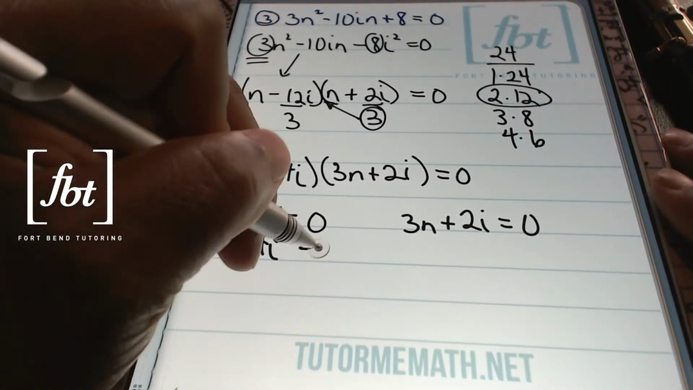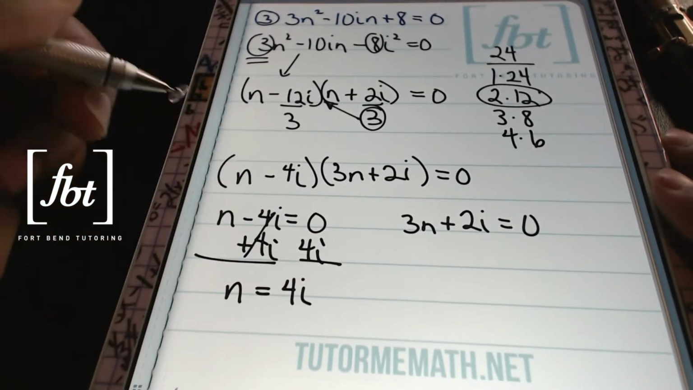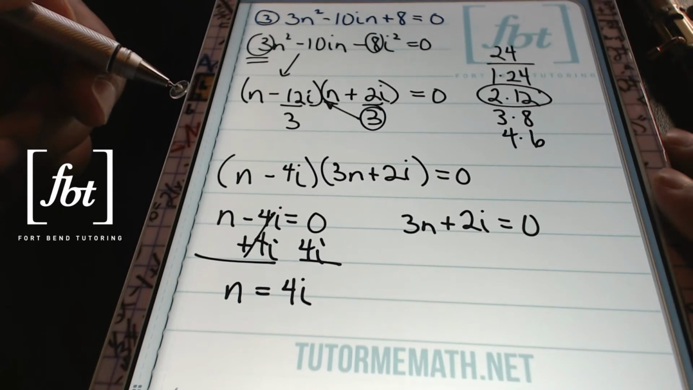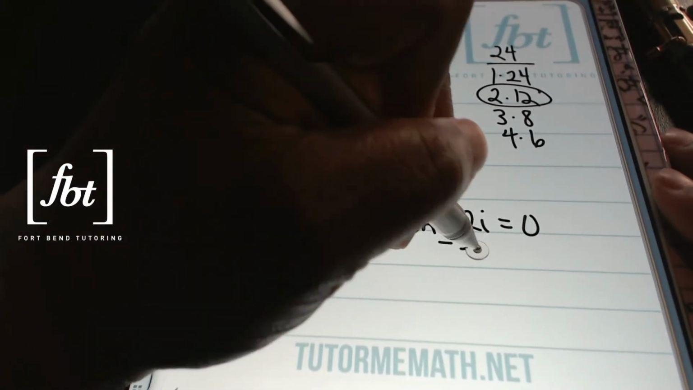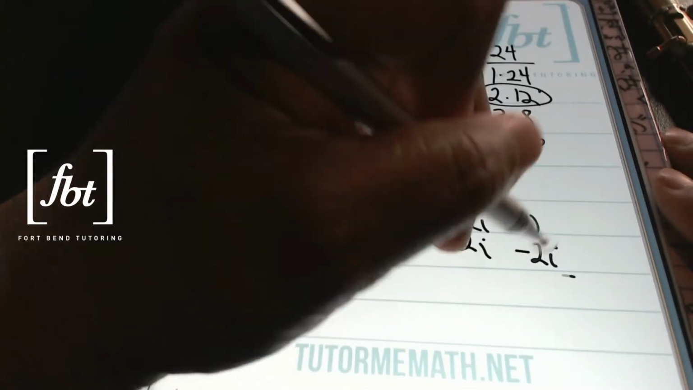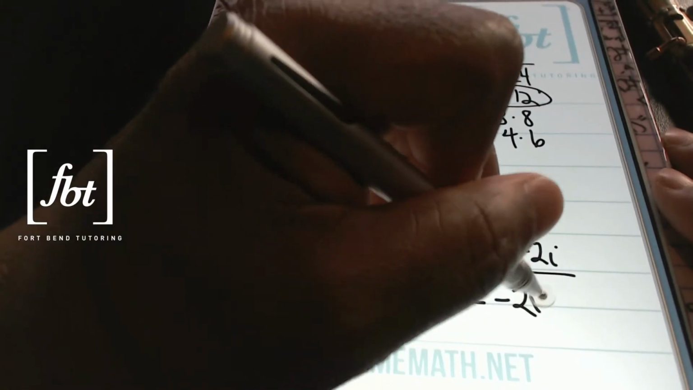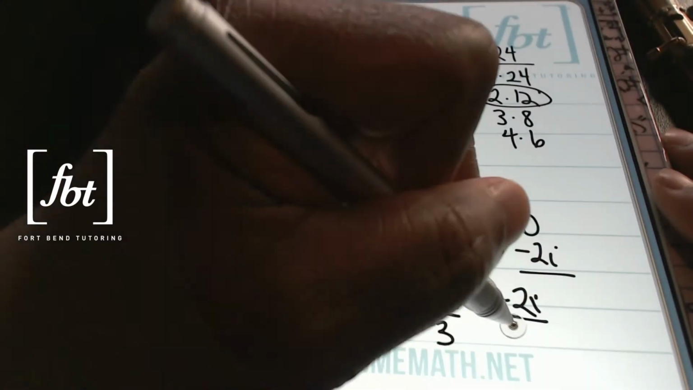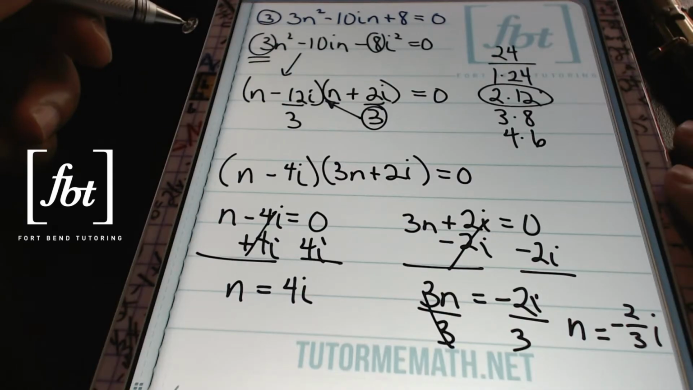I'm adding 4i to both sides of the equal sign. I end up with n equals 4i. Go ahead and put a red box around that because that's one of your solutions. For the next one, I'll be subtracting 2i from both sides first, isolating the term with a variable. I'll be bringing down 3n equals negative 2i and then dividing both sides by 3 so that n equals negative 2/3 i for the second solution.